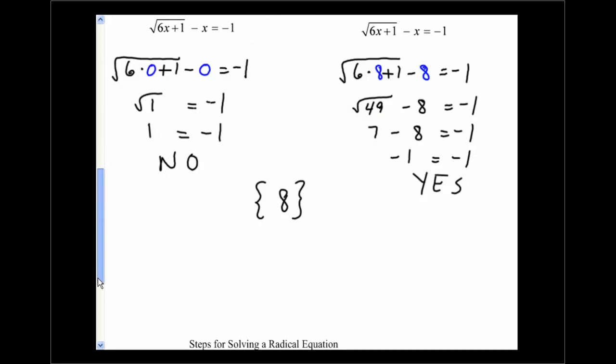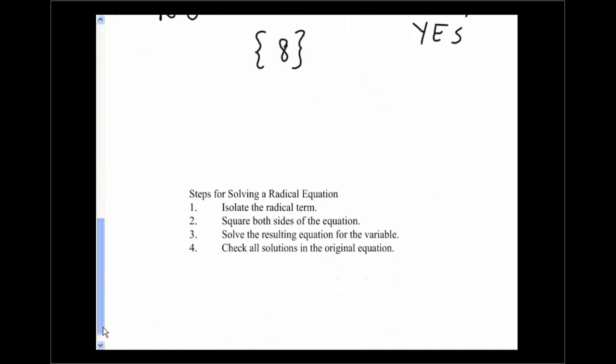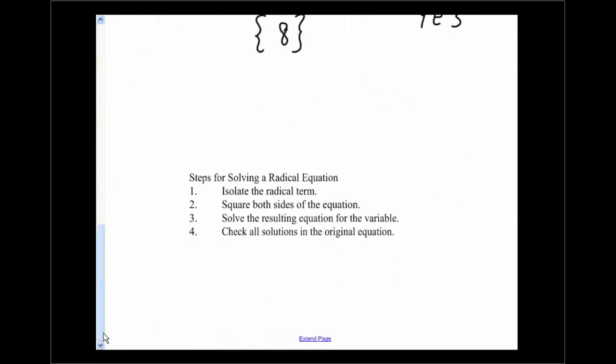So to review the steps for solving a radical equation, isolate the radical term. If necessary, you need to move the other terms to the other side of the equation. Square both sides of the equation. Then solve your resulting equation for the variable, whether that resulting equation is linear or quadratic, and then check all solutions in the original equation.